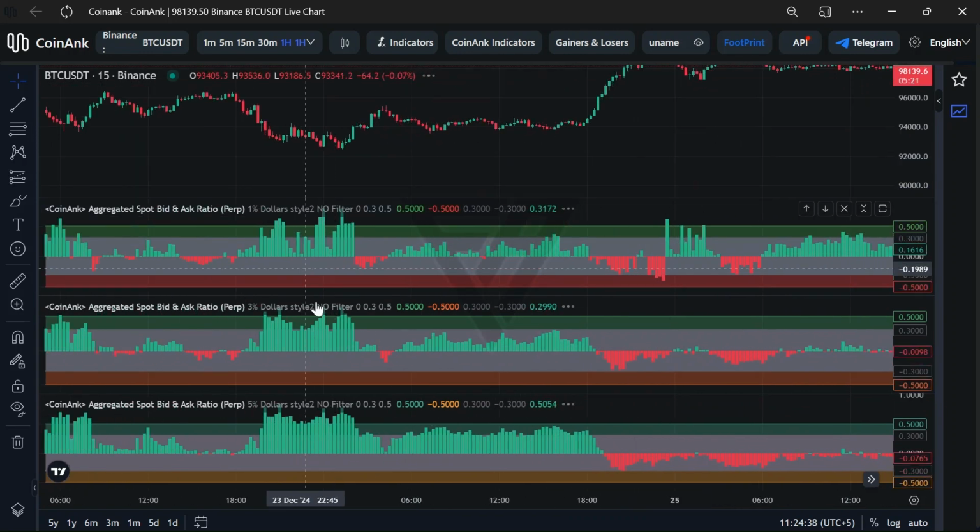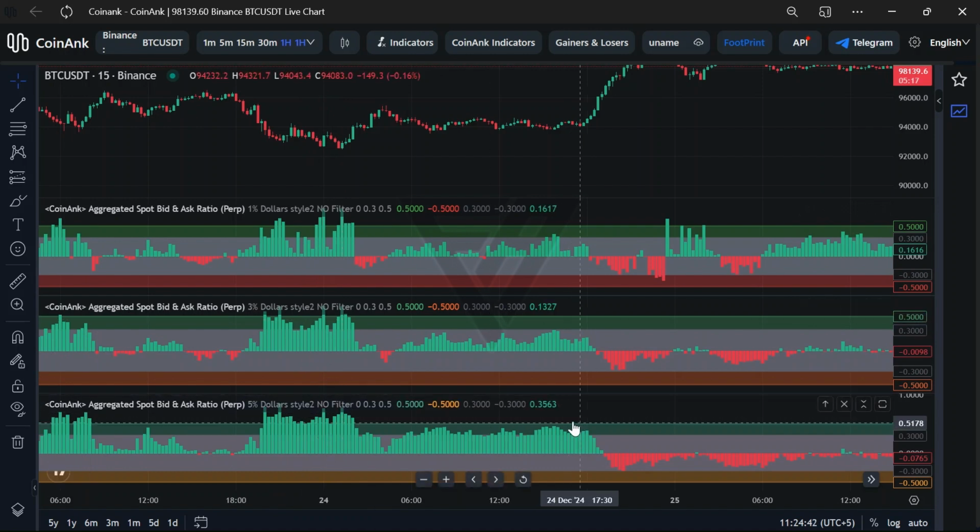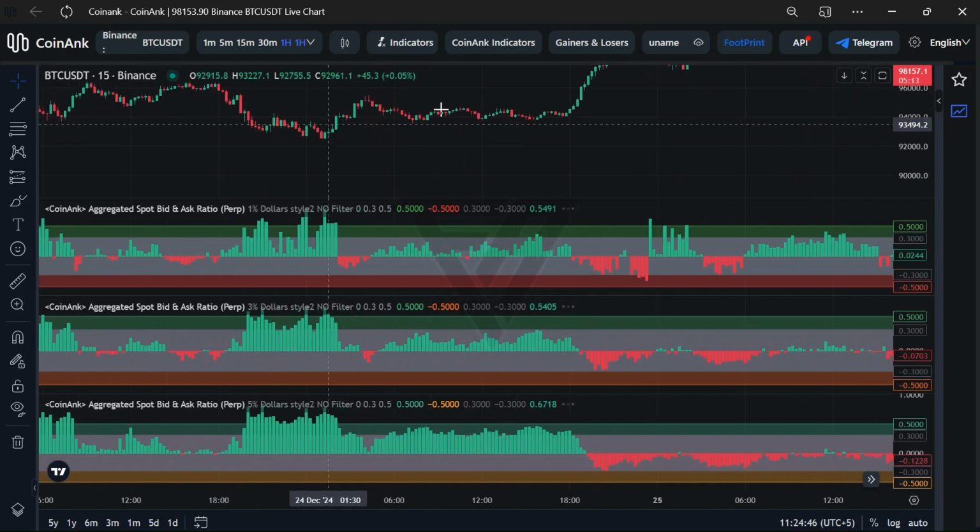Here you can see at the same price zone where there was spot demand, it also had futures demand, so it has a high chance of bounce.